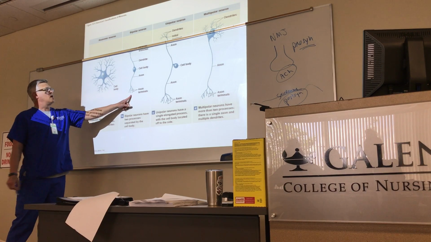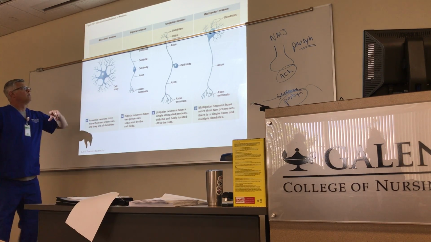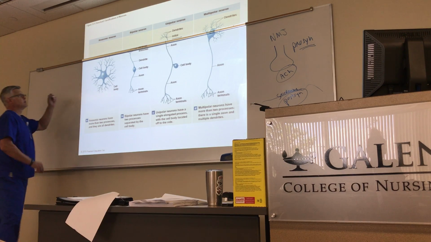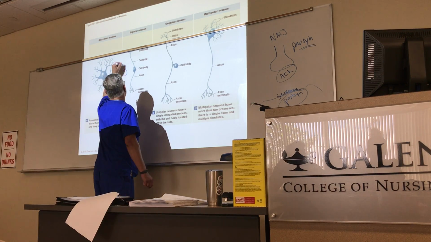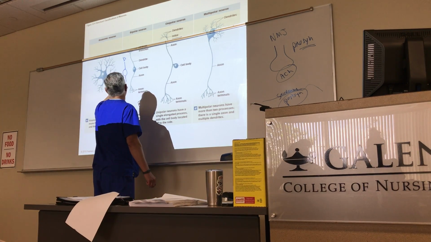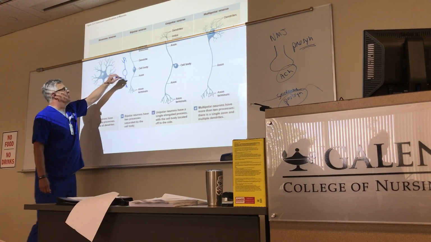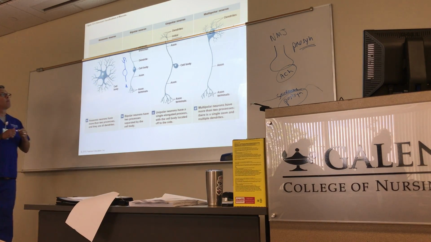These bipolar neurons, bipolar because there are two extensions off of the cell body. Right, so here's the cell body. We have a dendrite this way and an axon this way. Okay, and the dendrites branch up here, and then the axon, the same thing.